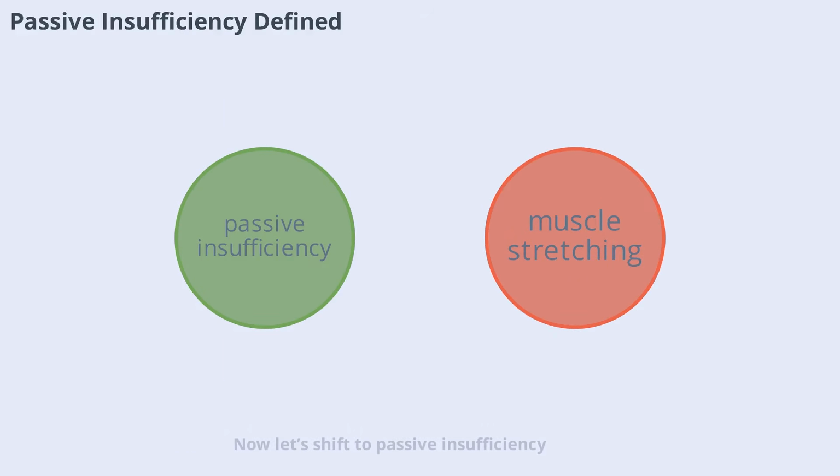Now let's shift to passive insufficiency. This occurs when a two-joint muscle cannot stretch enough to allow full range of motion at both joints at the same time. For example, try flexing your forearm and fingers simultaneously. You'll notice your extensors can't stretch enough to allow both movements fully. Passive insufficiency is a key concept in flexibility training and rehabilitation, as it limits joint mobility and can contribute to muscle tightness or discomfort.